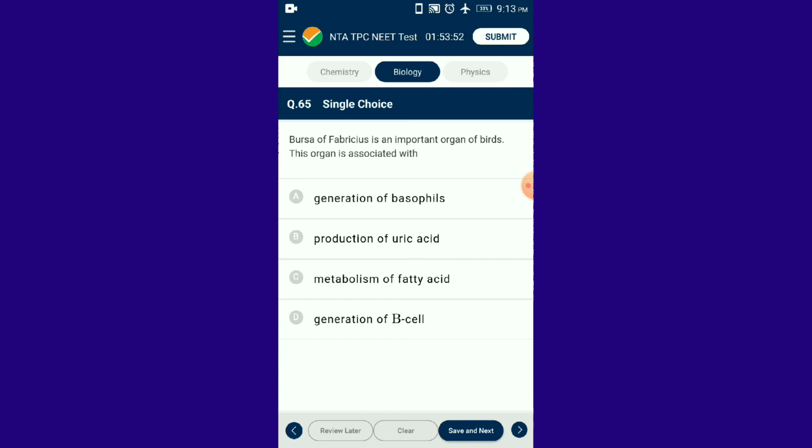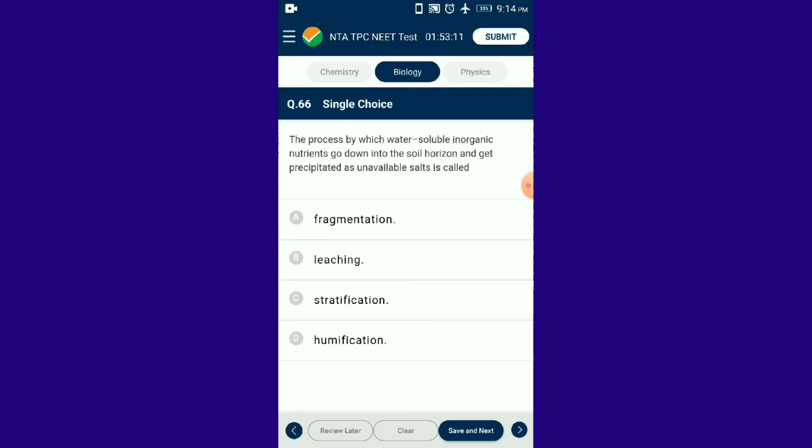Question number 65. Bursa of Fabricius is an important organ of birds. This organ is associated with the generation of B cells. The bursa of Fabricius is a primary lymphoid organ of birds which is involved in the proliferation and differentiation of B lymphoid progenitors.